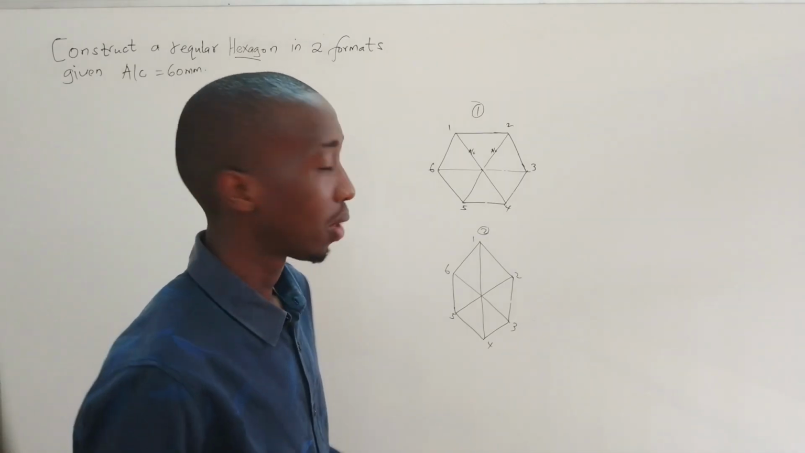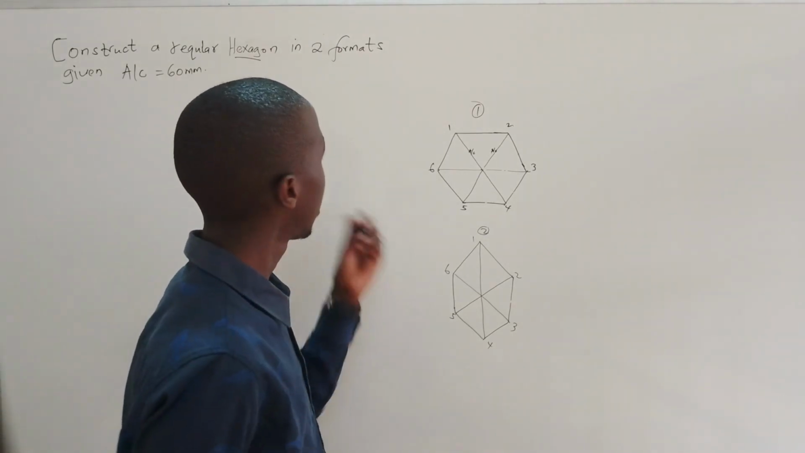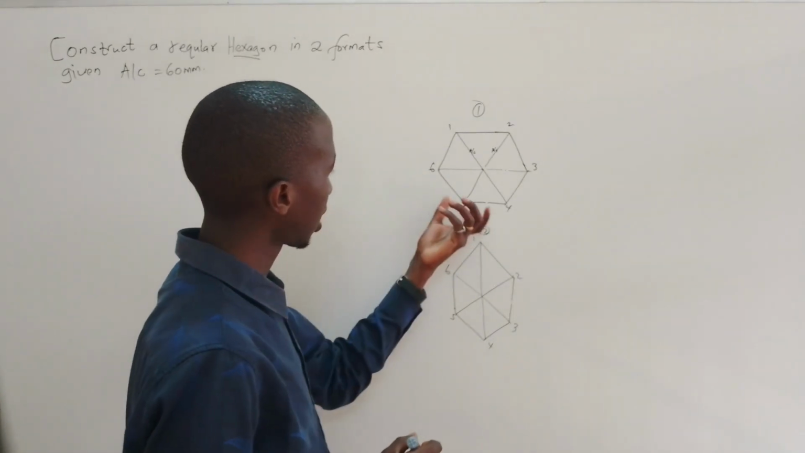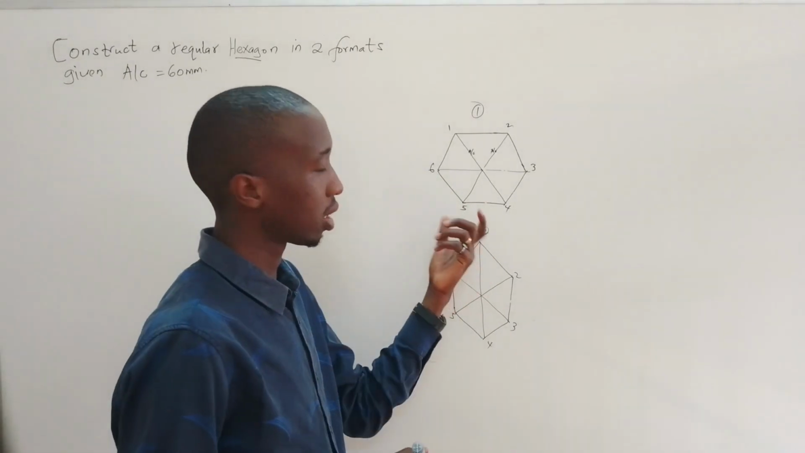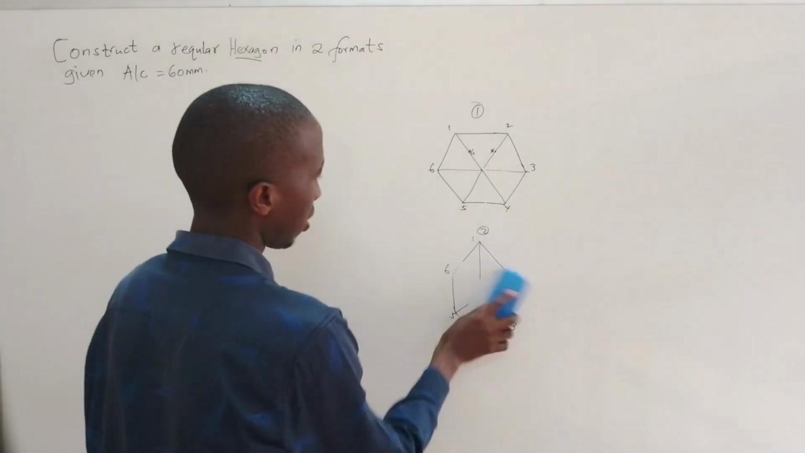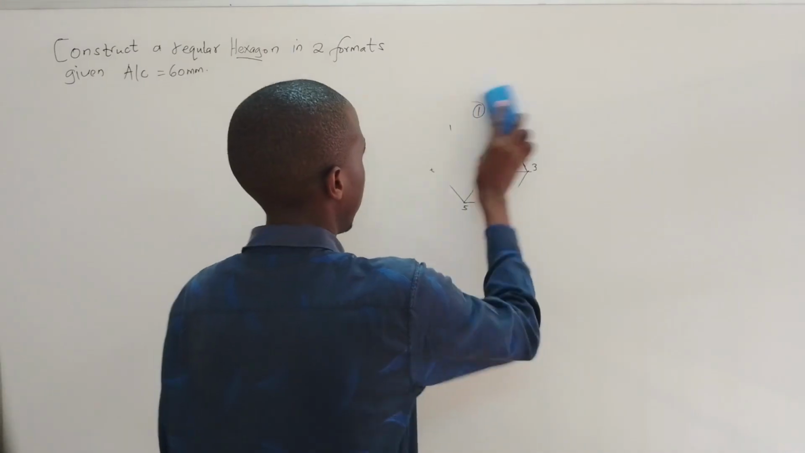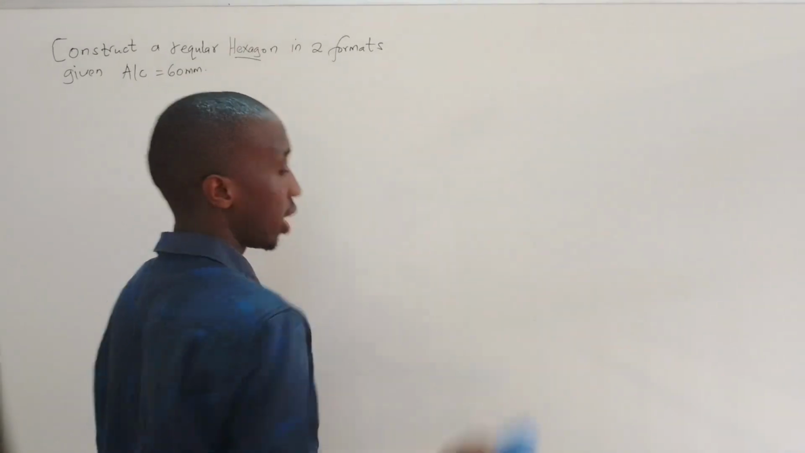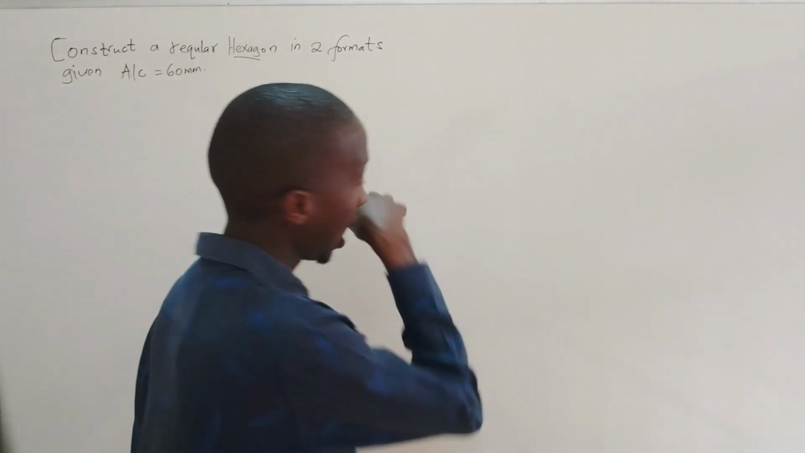Now that we know what AC is, let us construct the hexagons. Those two hexagons have the same AC but two different formats. Allow me to erase this. Now you realize that we shall have two formats.